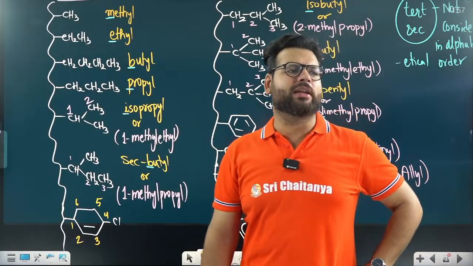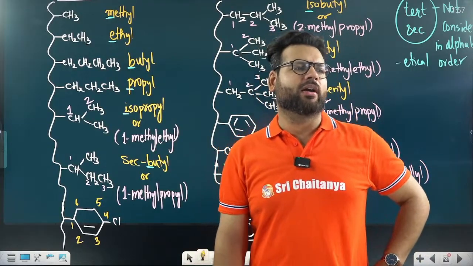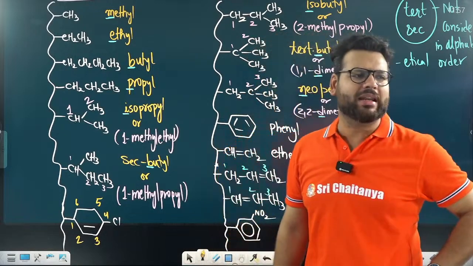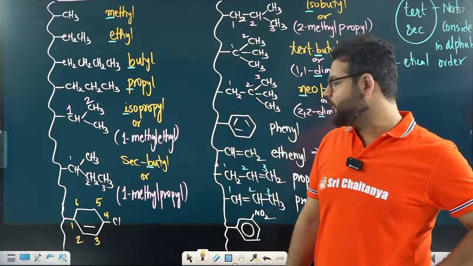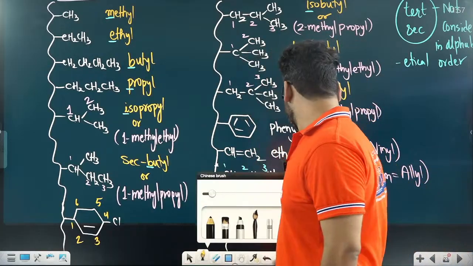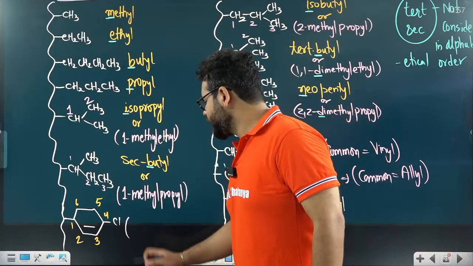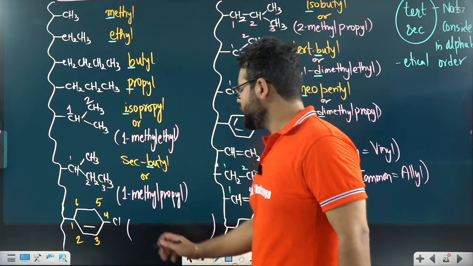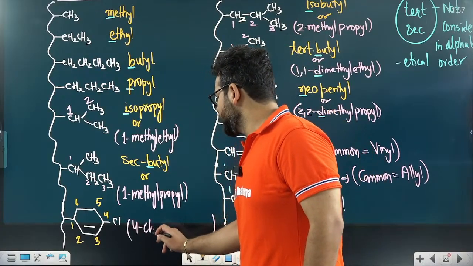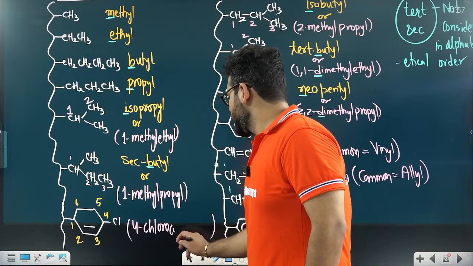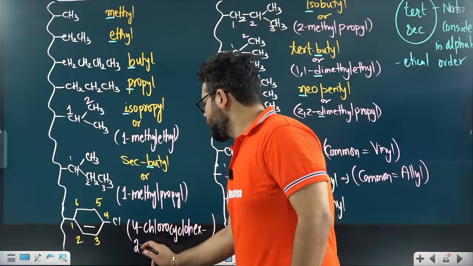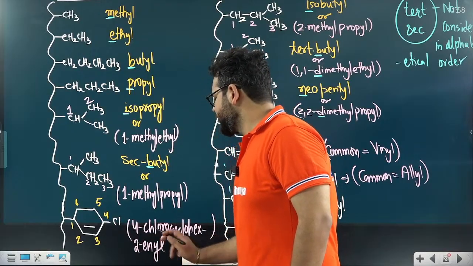Quickly clap for Manideep and Yamini Priya and Sudhakar as well. 4-chlorocyclohex-2-enyl. Is it clear to everyone? Yes or no? Don't make mistakes. This is something NEET can ask any day. 4-chlorocyclohex-2-enyl.